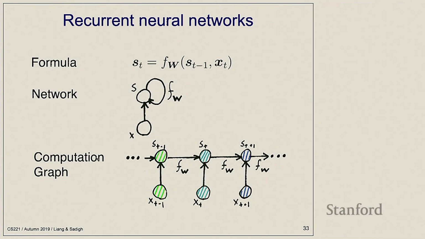And most of the time, people talk about this third perspective, which is taking this network and unraveling it across time. I guess you could say unfolding it across time, where at every time step you have an input and you have a state, and then you have your function which carries you to your next state.